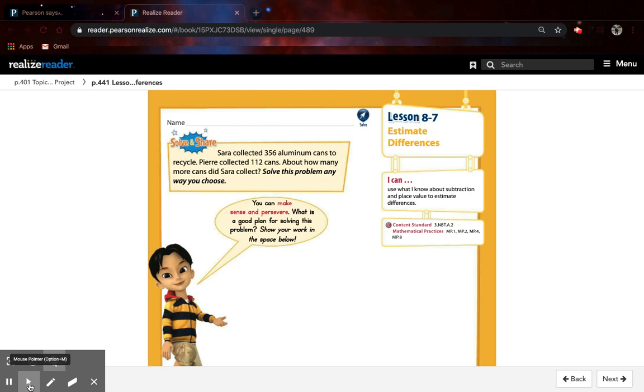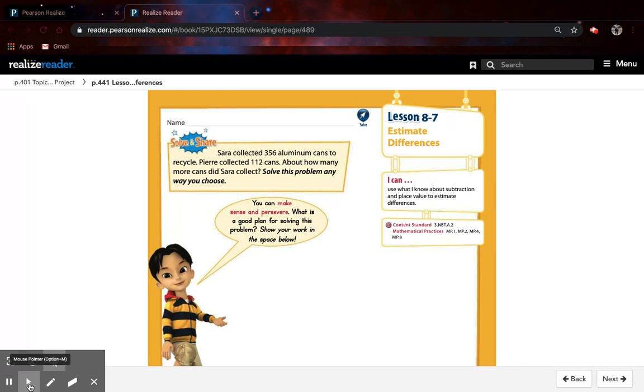So now we're going to look at lesson 8-7, which is estimate differences. Remember, the difference is the answer in a subtraction equation. So your I can statement is, I can use what I know about subtraction and place value to estimate differences. This is going to be similar to 8-6, where we estimated sums, but it's our opposite operation.